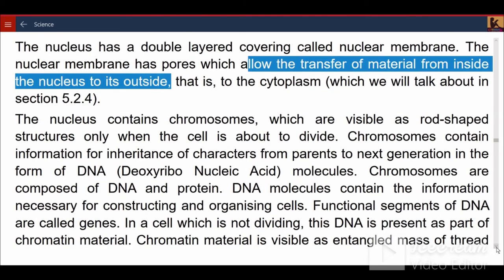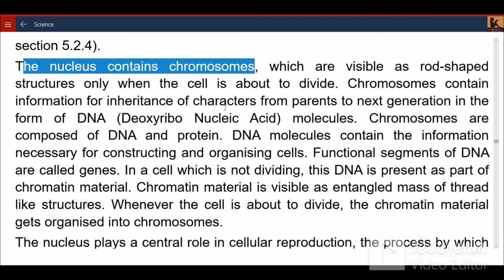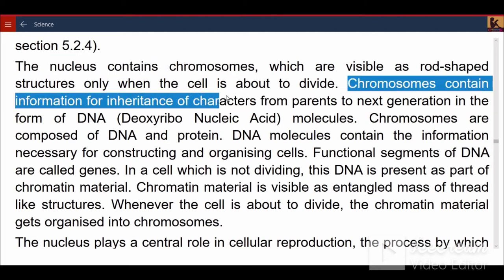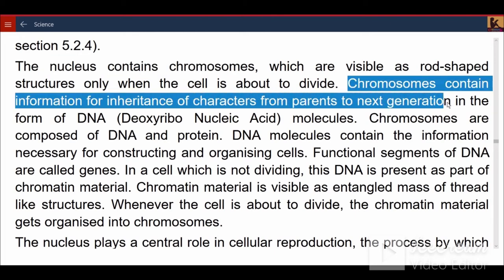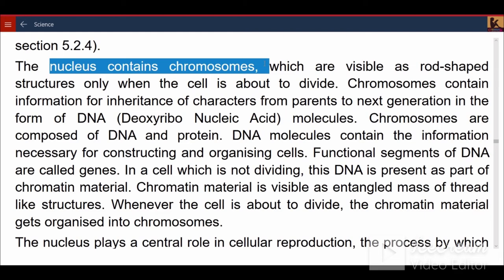Now the nucleus contains chromosomes. What are chromosomes? Chromosomes contain information for inheritance of characters from parents to the next generation. So while a cell divides, it comes to know how the next cell should be. It sends a copy of its characters to another cell through chromosomes in the form of DNA. So the nucleus contains chromosomes.